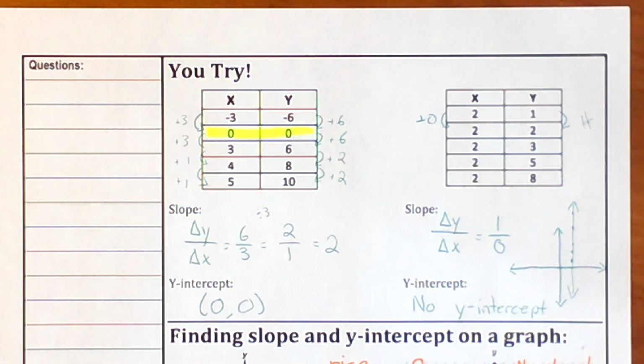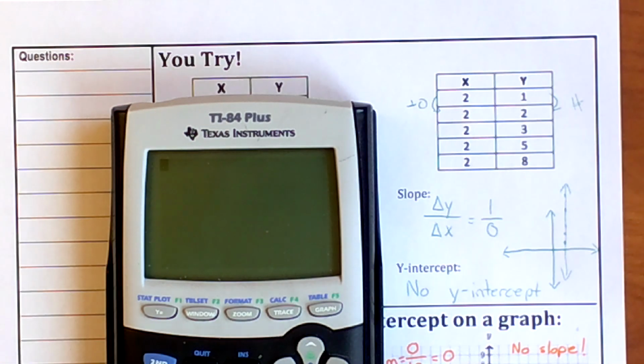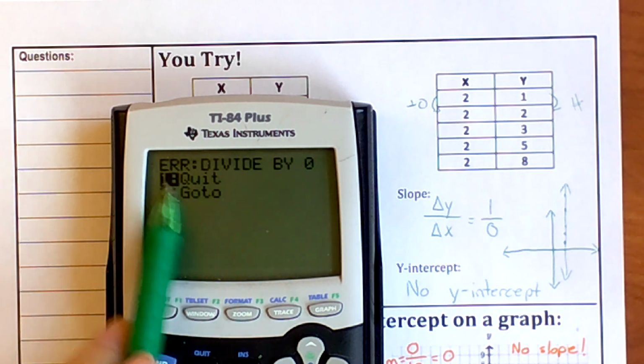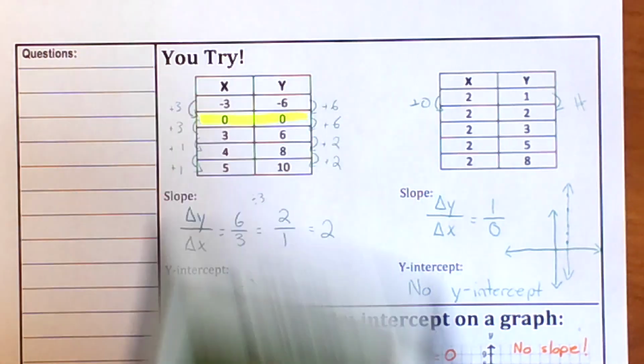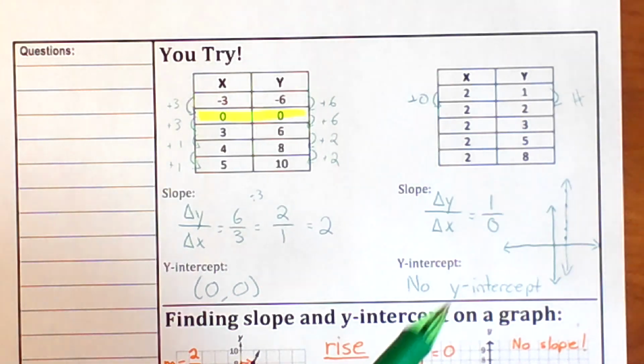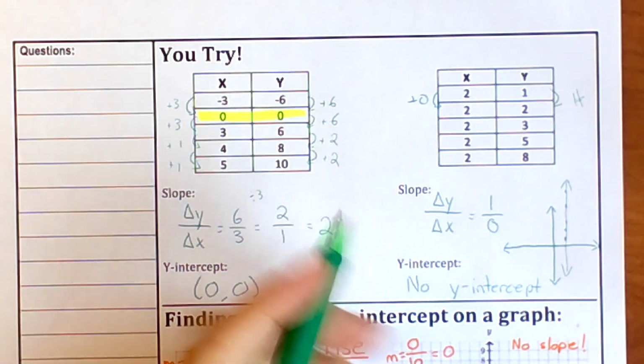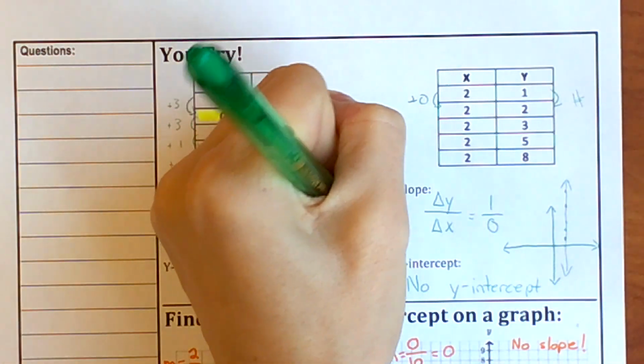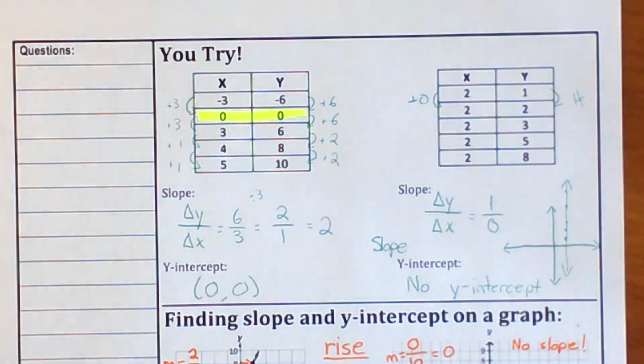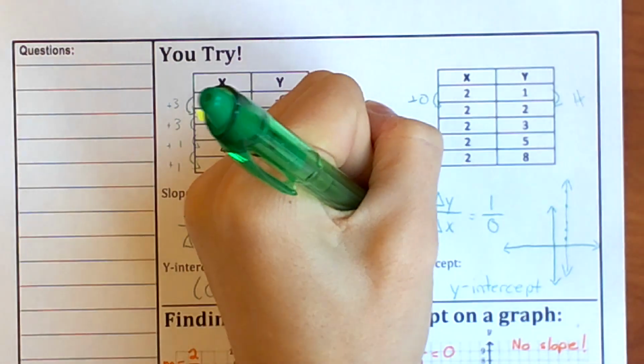And what happens when you type that in a calculator? What happens when you do 1 divided by 0? Does anyone know what you get? You're going to get an error. Divide by 0 error. You cannot divide by 0. So what we say, this has a special term. We say that the slope is, the word is undefined.